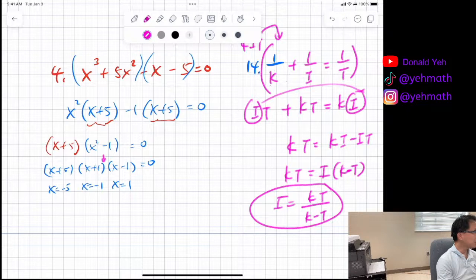Get rid of fractions. Fractions are not your friend. It's not my friend either. I don't like it just as much as you. So you've got to find a way to get rid of them.